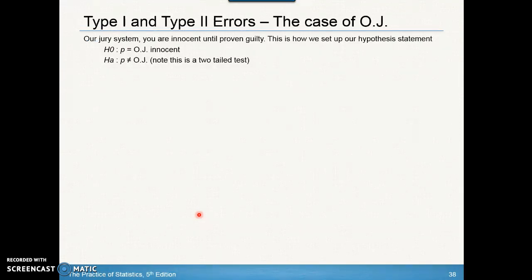So here's the first one. Maybe you've seen the new movie about O.J. Simpson. Just remember, in our jury system, you're innocent until proven guilty. So this is how we would set up a hypothesis statement. The null is that O.J. is innocent. The alternative is that he's not innocent. Note here that this is a two-tailed test.